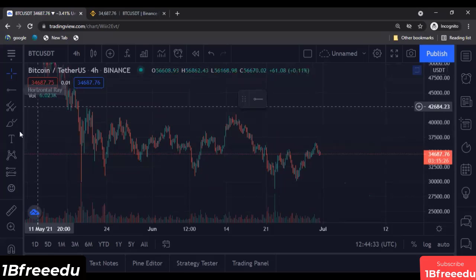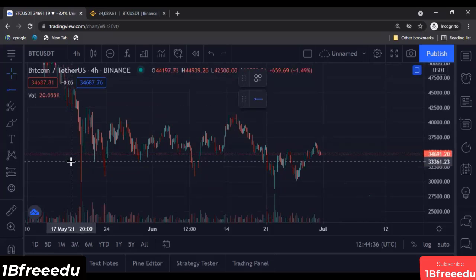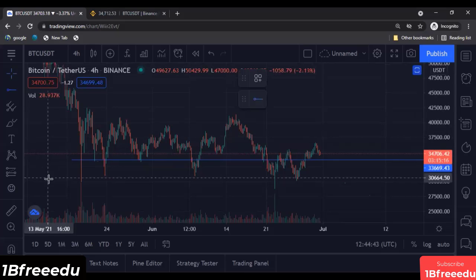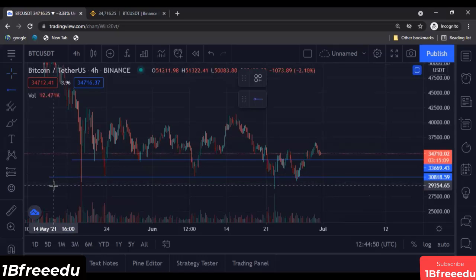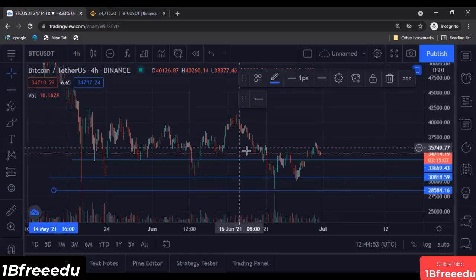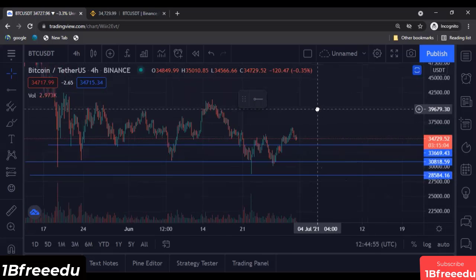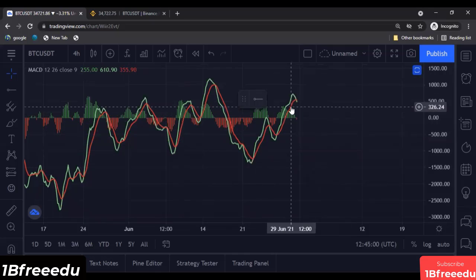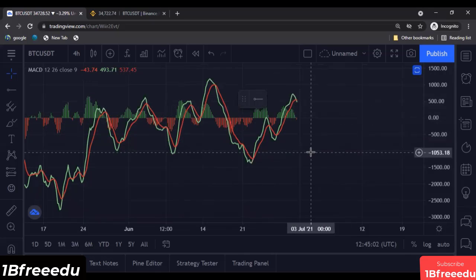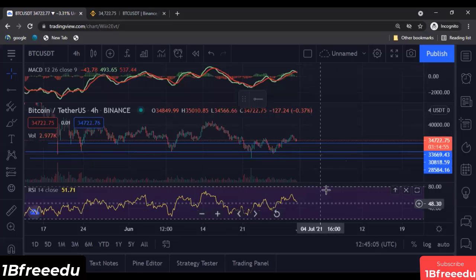Let me explain. So, for example, if you take this line and if we want to draw the support line, this could be one of the support regions, this could be one of the support regions, and this as well could be a support region. Now, as you see, if we analyze according to the other indicators, the MACD is having a crossover, but it is a bearish crossover.